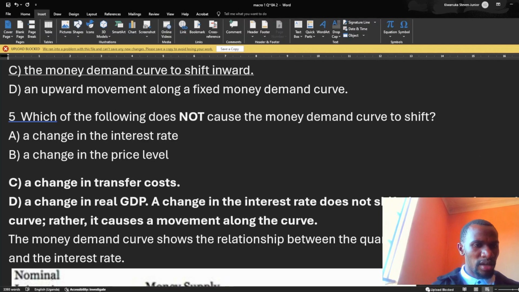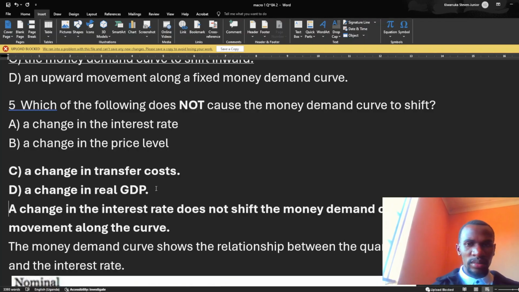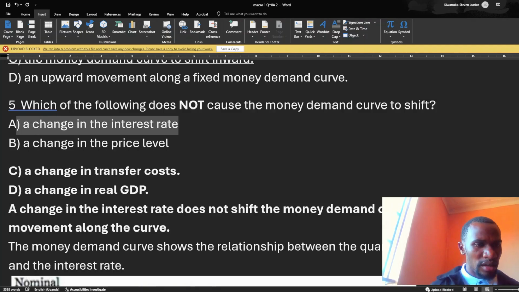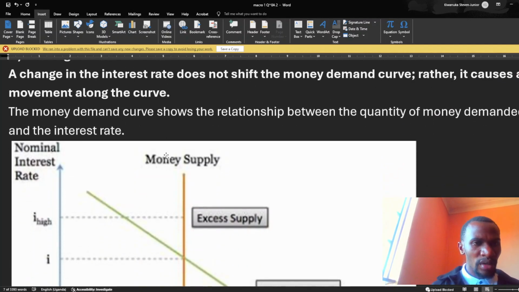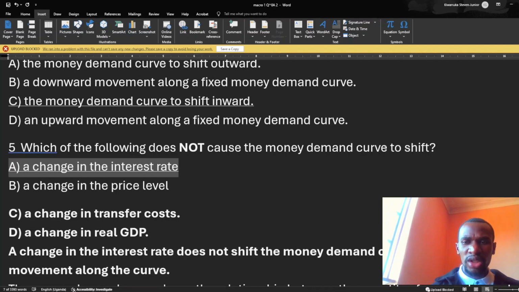While these other factors which are given here, a change in price level causes the money demand to shift. A change in transfer costs, which is how easily you can obtain money instead of using financial institutions, also causes a change in demand. And a change in GDP also causes a shift in money demand. So our answer here, tested and proven, is a change in the interest rate. Control U, let me explain it clearly. A change in the interest rate does not cause the money demand to shift.